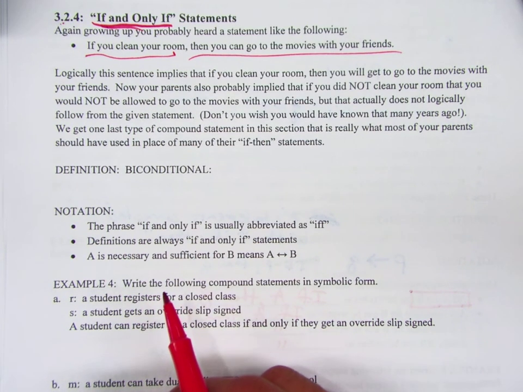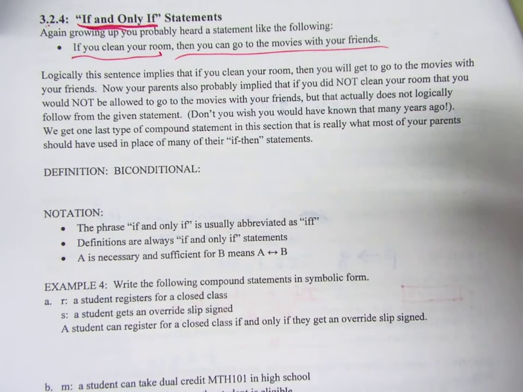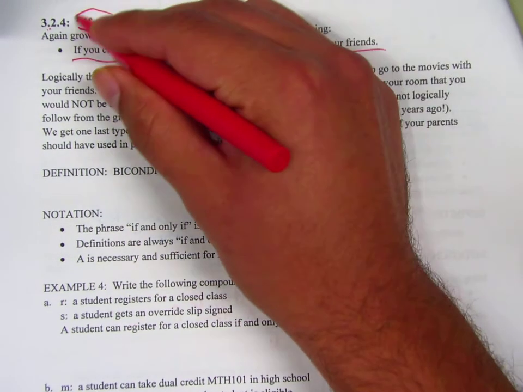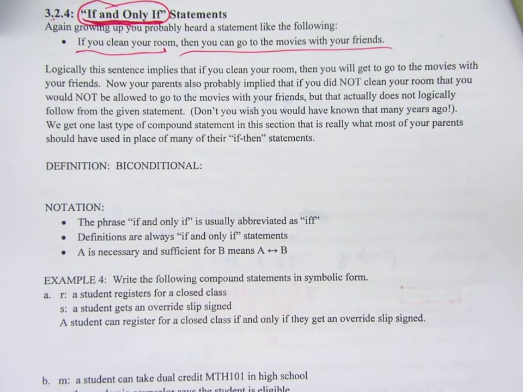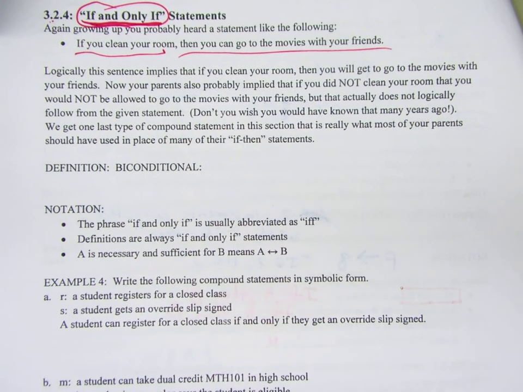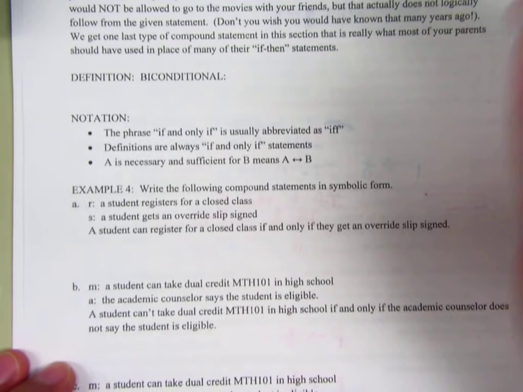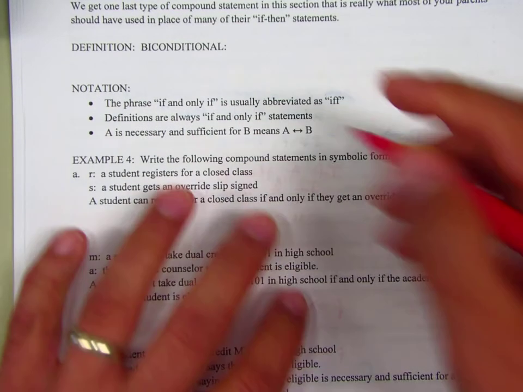Do they say anything about what happens if you don't clean your room? So theoretically, you could not clean your room and you could still go to the movies, the way they're saying that. Okay? What they mean to say though is using this if and only if, like if your room gets cleaned, you go. If your room does not get cleaned, you don't go, right? Pretty simple. All right? So that's what we call a biconditional statement.